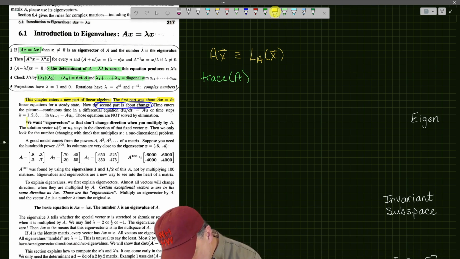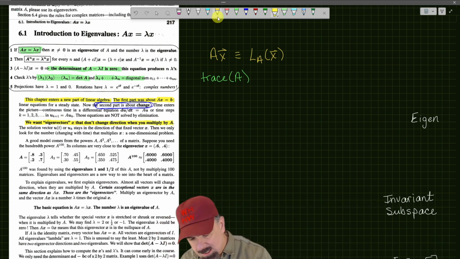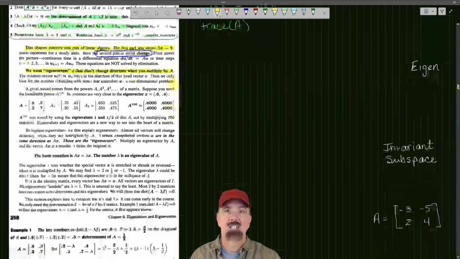So let's jump right into eigenvalues and eigenvectors. And so he makes this claim in bold: we want eigenvectors that don't change direction when you multiply by A. Let's expand on what that actually is. It isn't so much changing direction, it's about being in an invariant subspace.